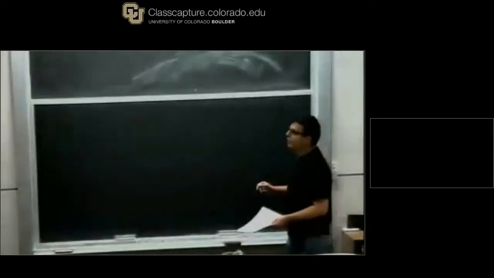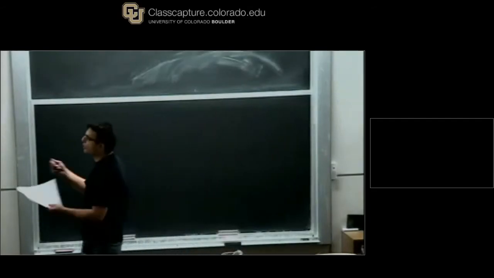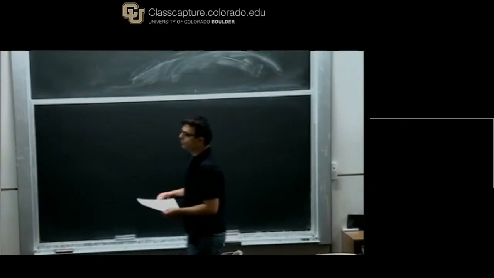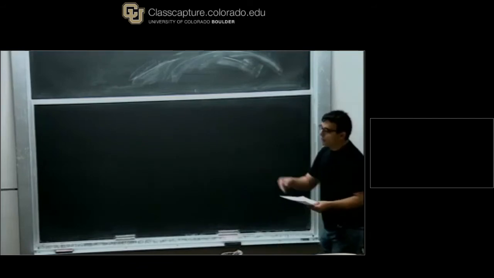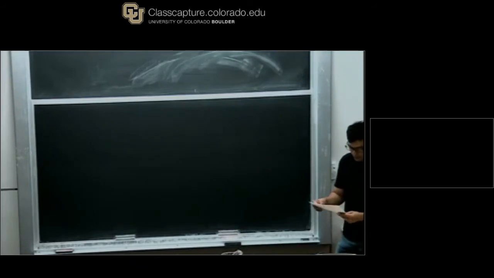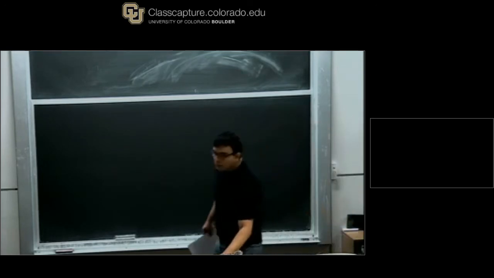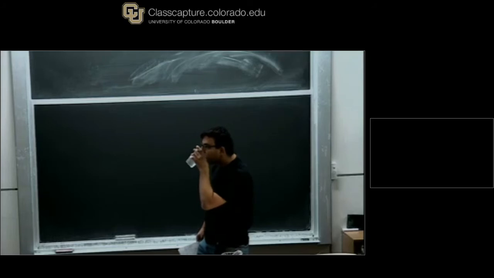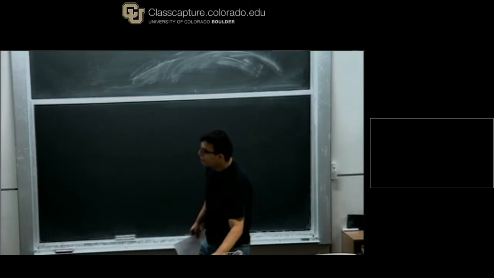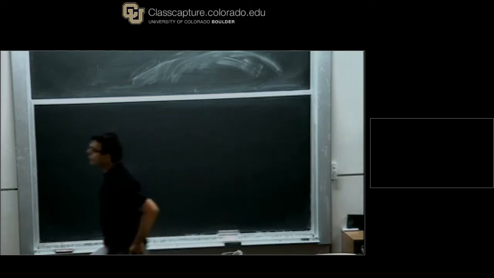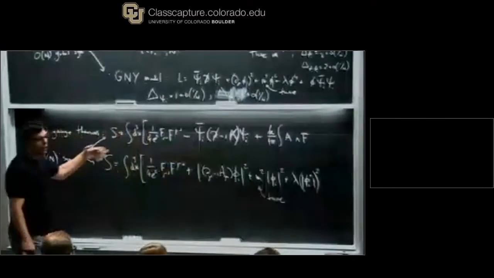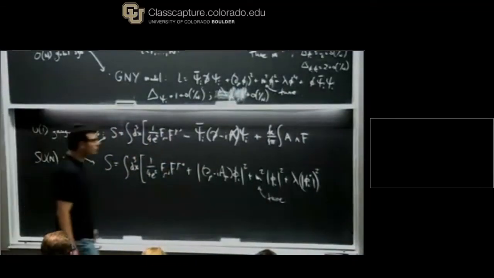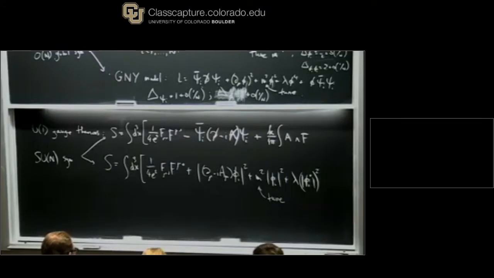If we arrange the matter content appropriately and we tune the couplings, we can have supersymmetric theories with up to 8 supersymmetries. Yes? Right, because I'm assuming that I'm preserving parity. I could add the mass term, but the mass term breaks parity. So if I don't write it, it won't be generated.